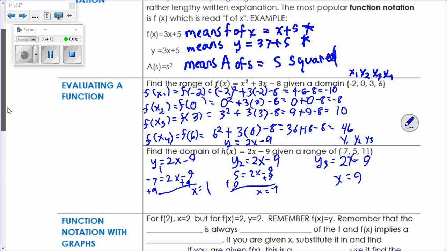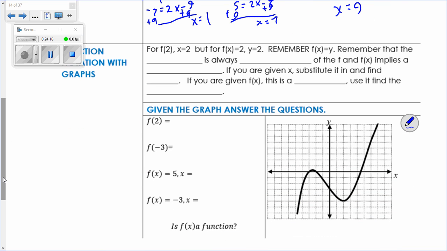The last part of this function notation is function notation with graphs. For f of 2, we're looking at where x equals 2. But for f of x equals 2, y equals 2. Remember, f of x equals y. Remember that the x value is always inside of the function. For f of x equals 2, there's no x inside, but here there's an x value inside of the f, and the f of x implies a y value.